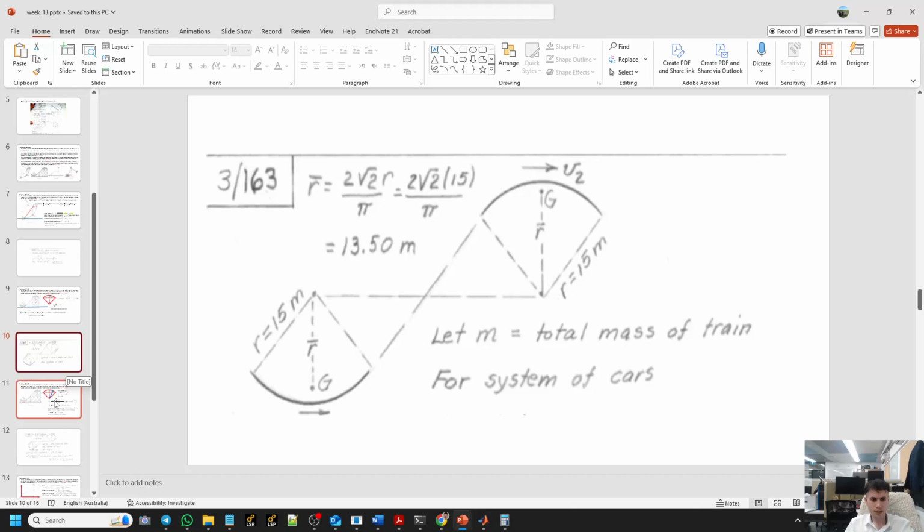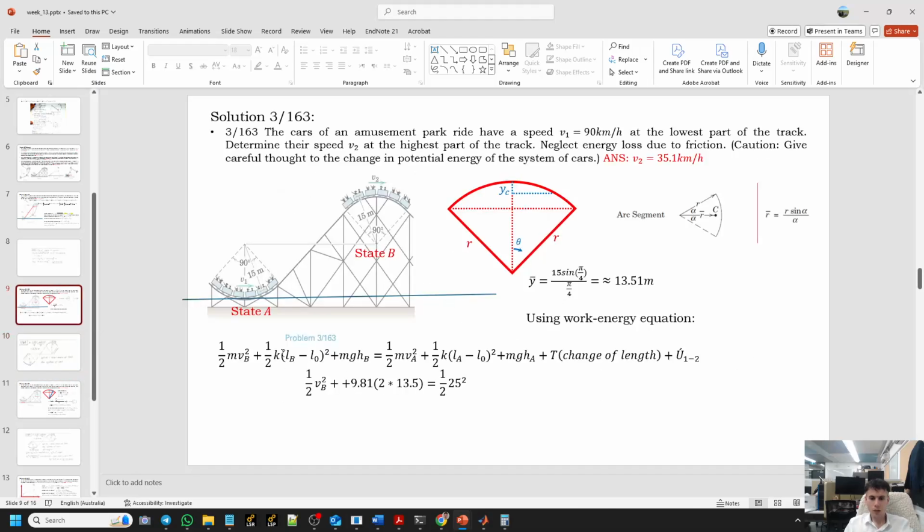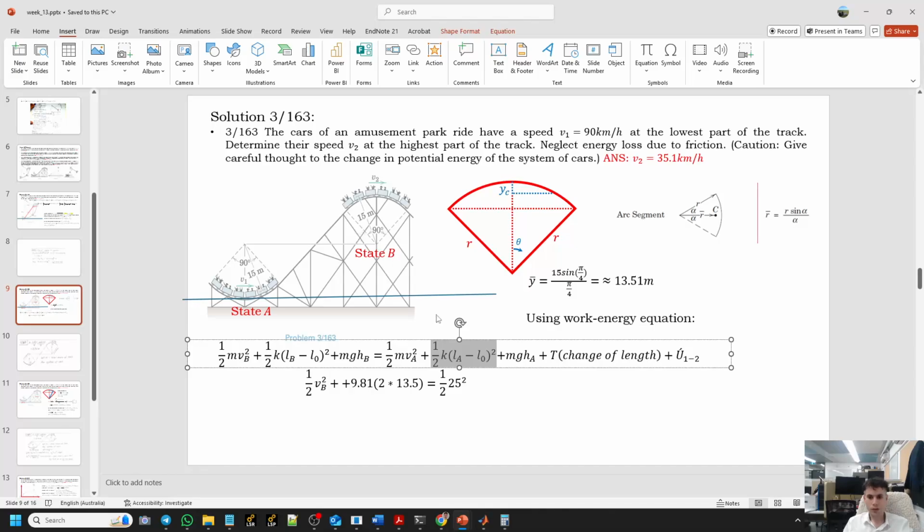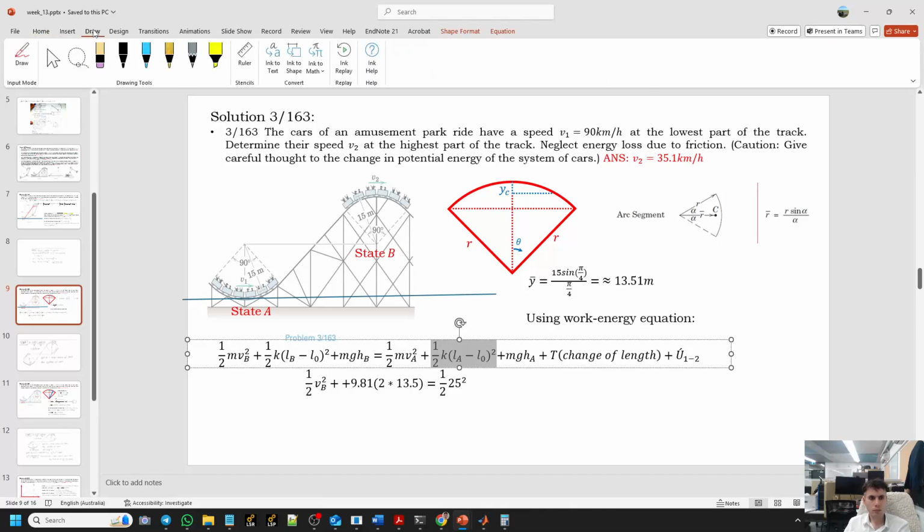And as I said here, we will use this formula now. We don't have any spring, so this term will be 0. Okay, so we will get rid of this term first. Maybe we will delete this one. So this will be 0, because we don't have any spring. So for mgh_A, where should I put my datum line? I will put it at this point.